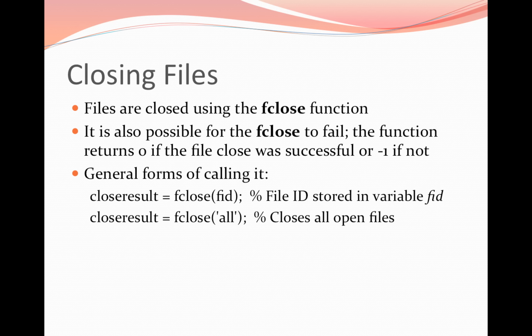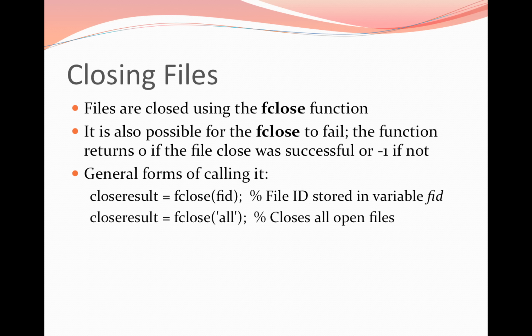Once the file use has been completed, we have to close the file using the fclose function. It's actually also possible for the fclose to fail if, for example, the file is corrupted in some way. The fclose function returns 0 if the file close was successful, or -1 if the file close was not successful. And again, you should really check and notify the user whether the file close was successful or not.